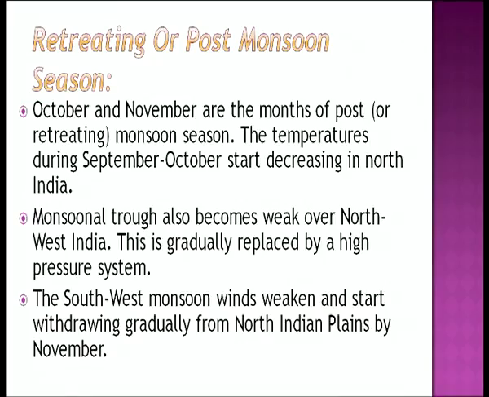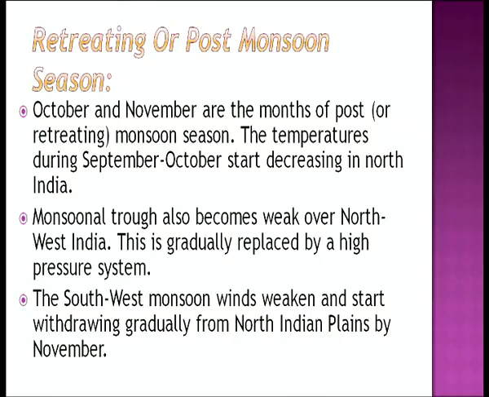Now, what does the retreating or post-monsoon season look like? This is the period between October and November. These are the months of post or retreating monsoon season. The temperatures during September and October start decreasing in North India. Monsoonal trough also becomes weak over northwest India. This is gradually replaced by high pressure system.